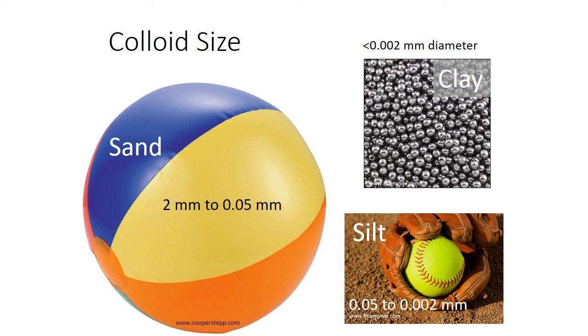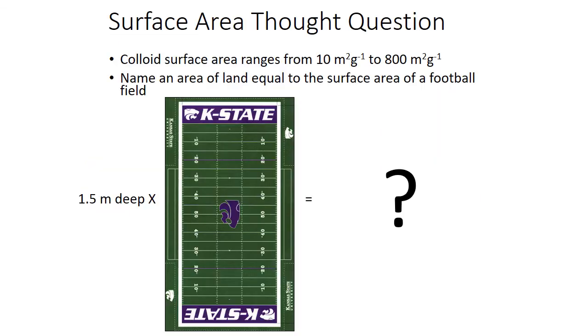One thing that's important with clays is to think of those BBs as being charged, so they have sort of magnetic properties. And they're also small, which gives them a large surface area. So I have a thought question for you. If we have a football field, and we add up all the surface area for the soil underneath the football field to a depth of 1.5 meters, what would that surface area end up being?